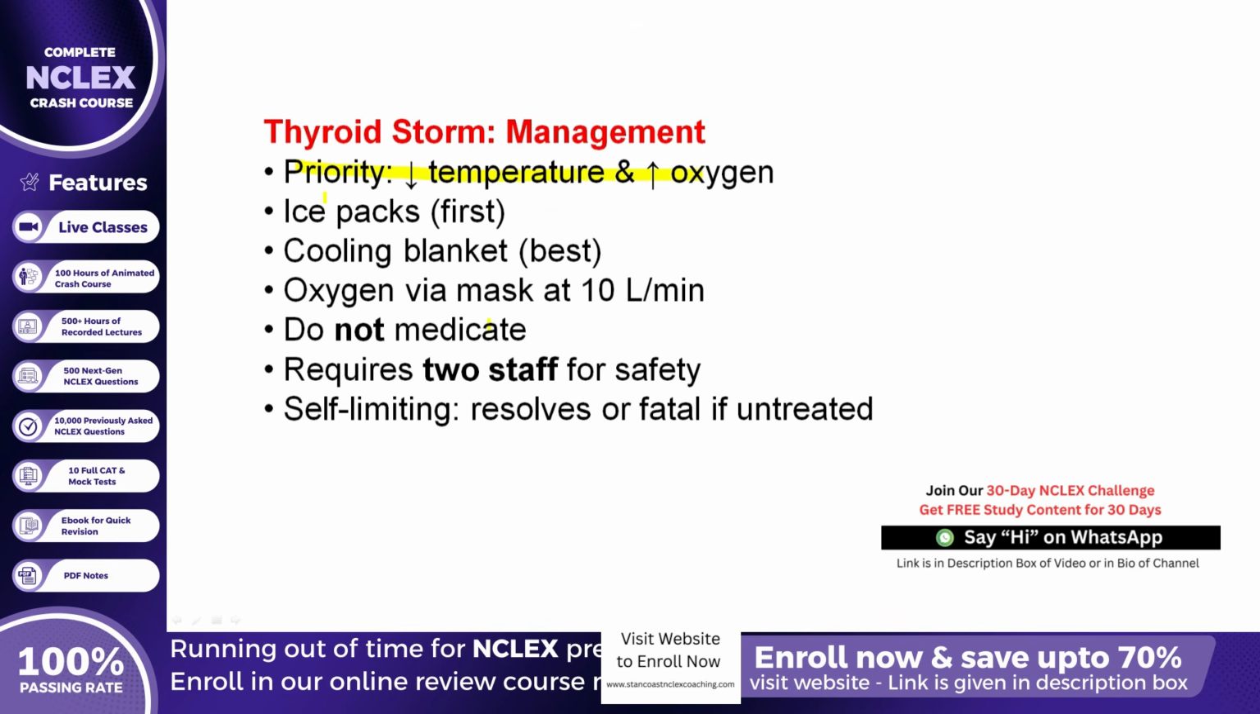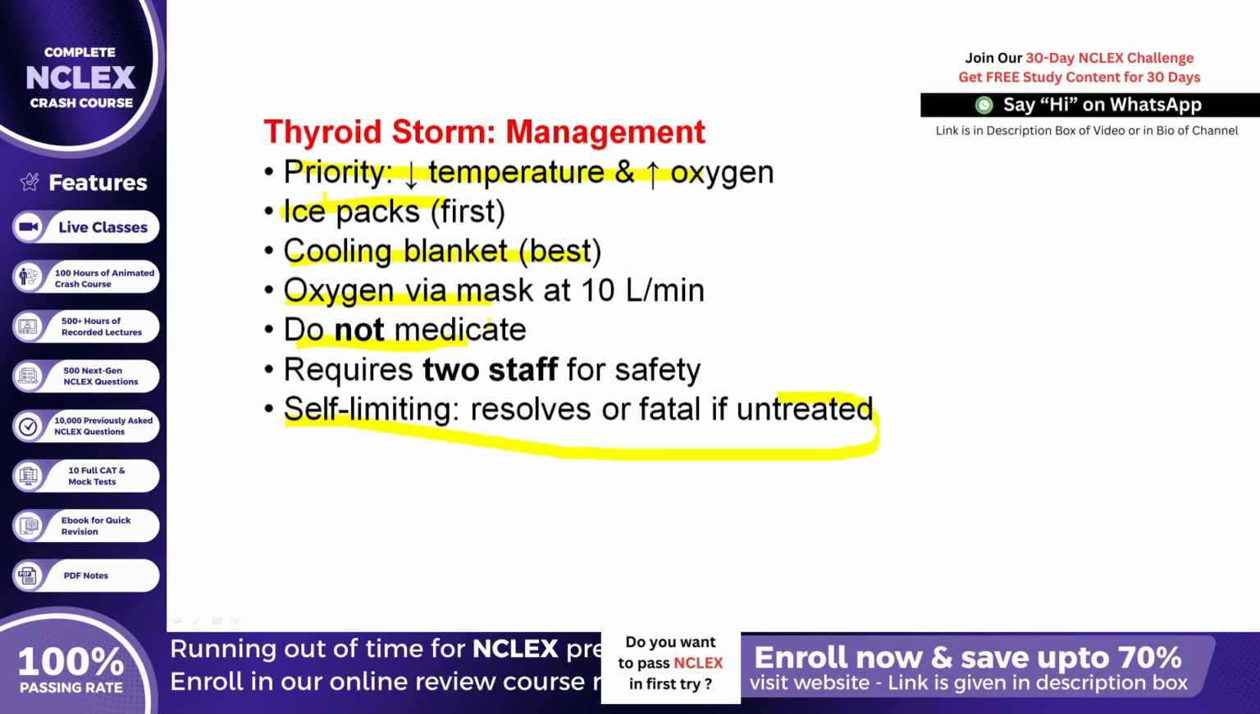The first intervention to achieve this is applying ice packs. The best cooling intervention is using a cooling blanket. At the same time, oxygen should be administered via mask at 10 liters per minute. It is important to note that you should not medicate in this situation. Managing this event requires 2 staff members for safety. And the last point is that thyroid storm is self-limiting, meaning it will resolve or become fatal if untreated.